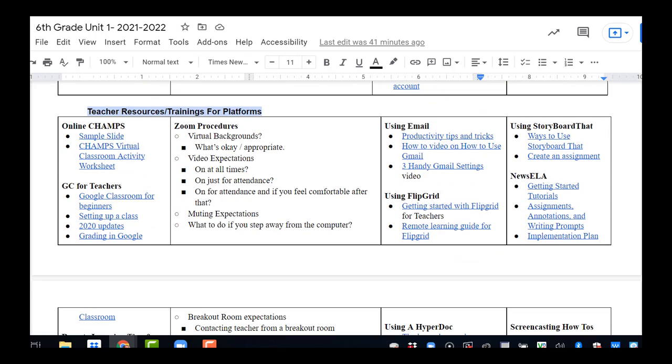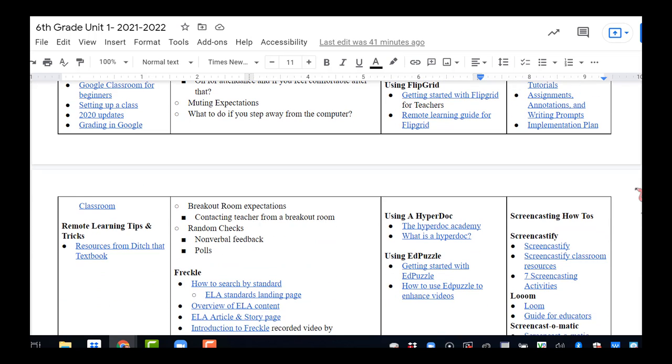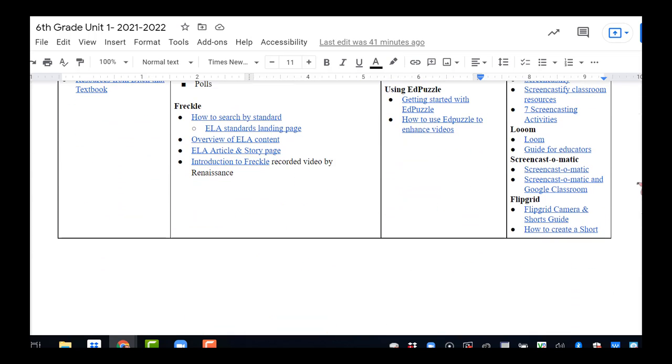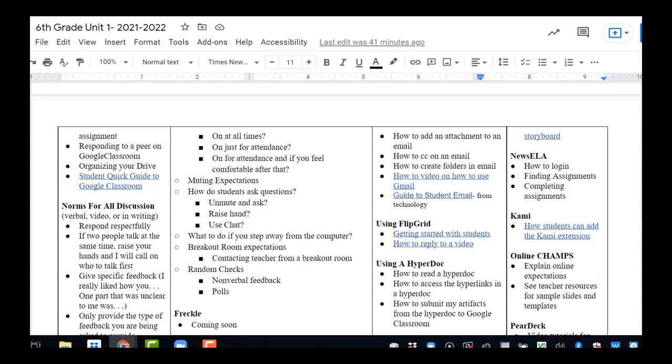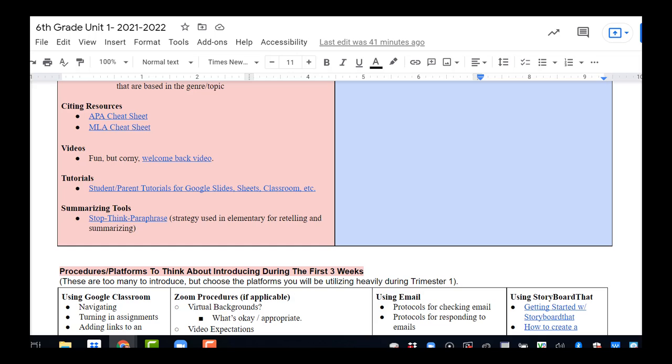And then we also have a resource section for you as a teacher, sample slides for CHAMPS, how to use Google Classroom, setting up email, Flipgrid, News ELA, Storyboard That. Just tons and tons of resources here. But as usual, if you have any questions about anything, please reach out to one of us and we will be happy to help. The next section of this video is going to be walking you through the task.